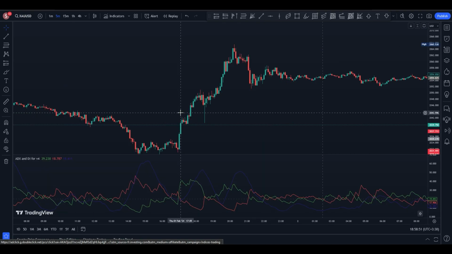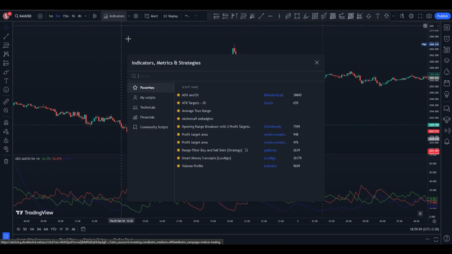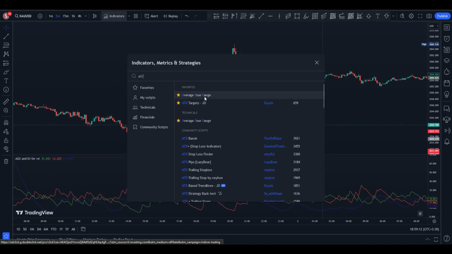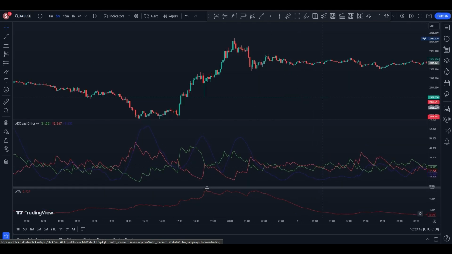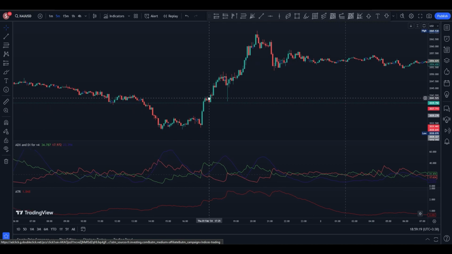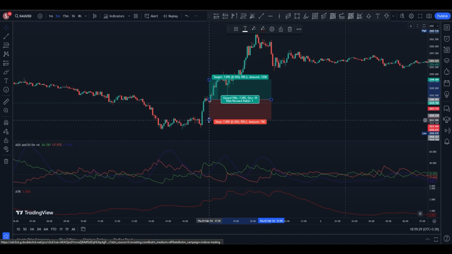Let's see. As you see, we can enter the trade here because the DI plus crosses over DI minus and the ADX is about the 20 line. So we can enter a trade here, but first I'm going to add ATR on my chart because I use it as my stop loss. Here, as you see, we can enter our trade because it is okay for our trading strategy.